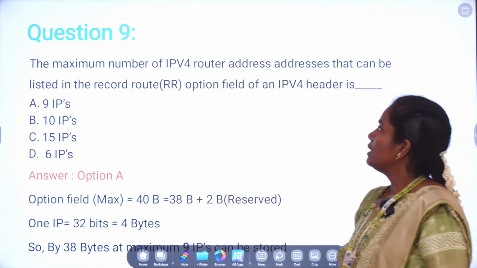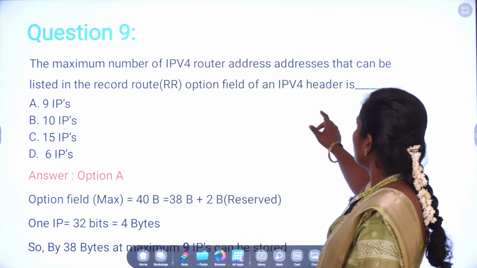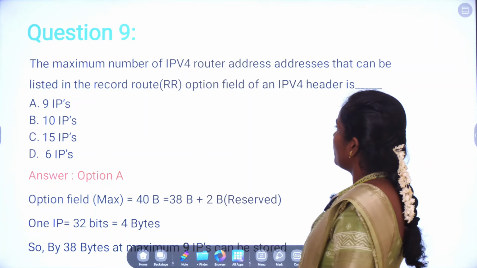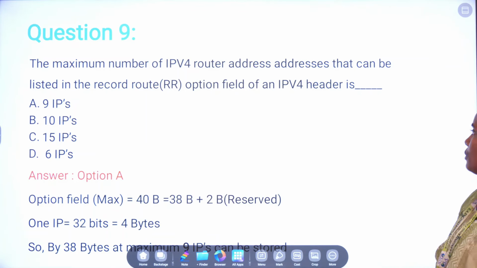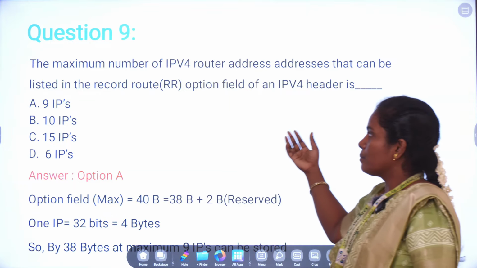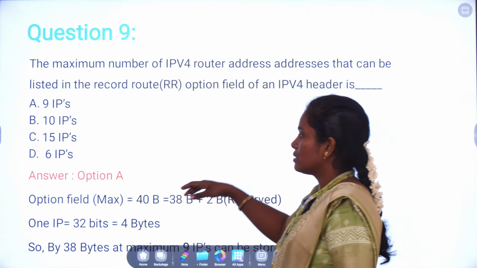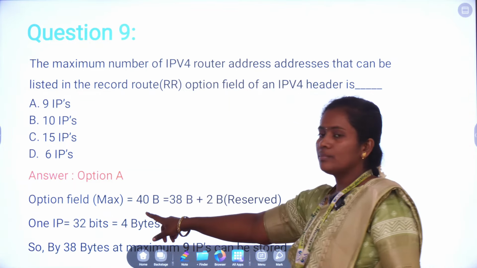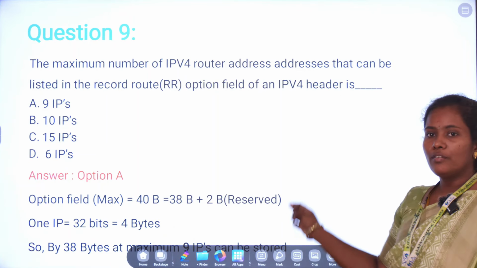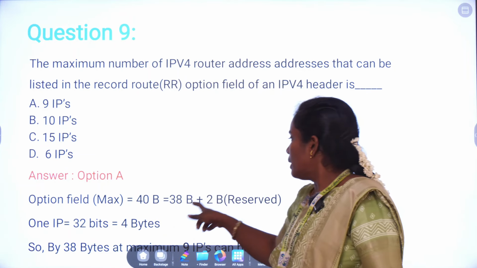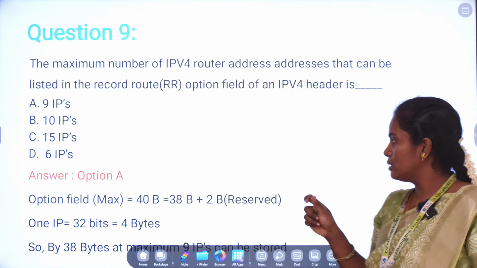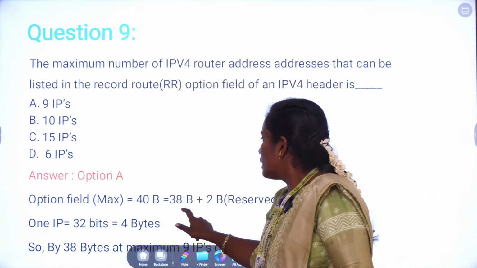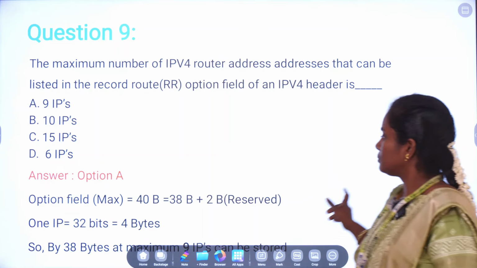The next question is, the maximum number of IPv4 router addresses that can be listed in the record route (RR) option field of an IPv4 header: is it 9 IPs, 10 IPs, 15 IPs, or 6 IPs? The option field is a maximum of 40 bytes. In that 40 bytes, 2 bytes are reserved. The remaining is 38 bytes. One IP address takes 4 bytes, so among these 38 bytes, it can hold only 9 IPs.